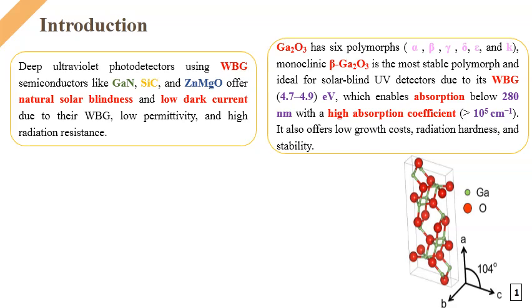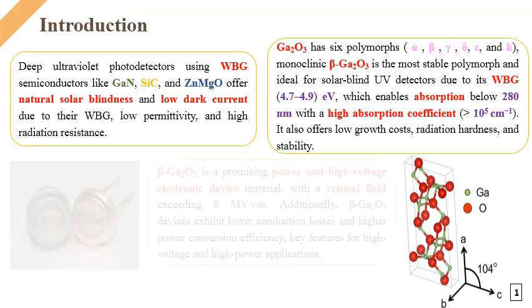Monoclinic beta gallium oxide is the most stable polymorph and ideal for solar-blind UV detectors due to its wide band gap of 4.7 to 4.9 electronvolt, which enables absorption below 280 nanometer with a high absorption coefficient greater than 10^5 cm^-1. It also offers low dark current, radiation hardness and stability.